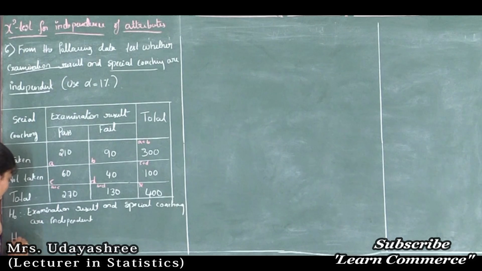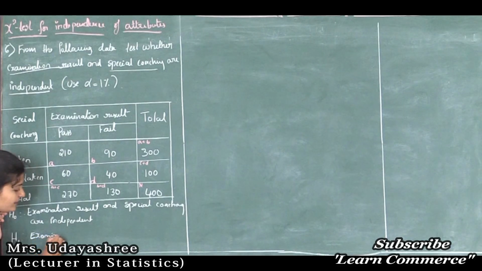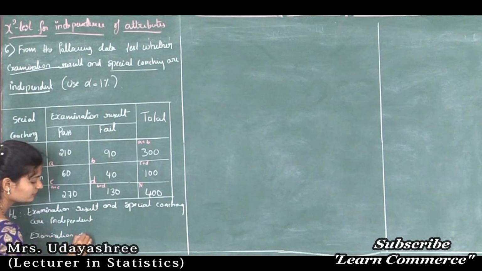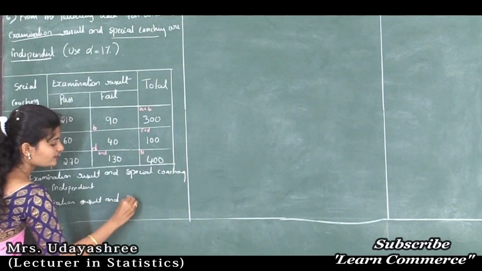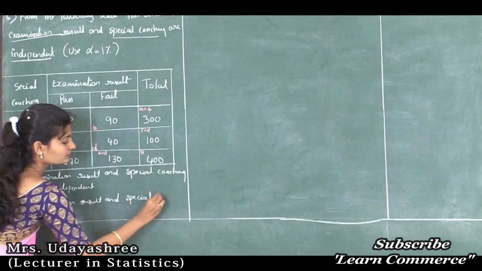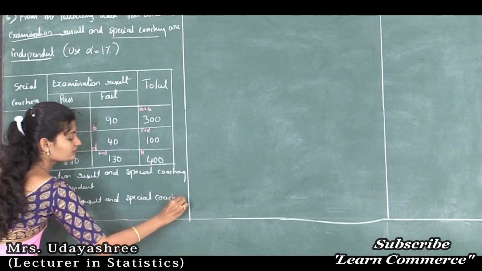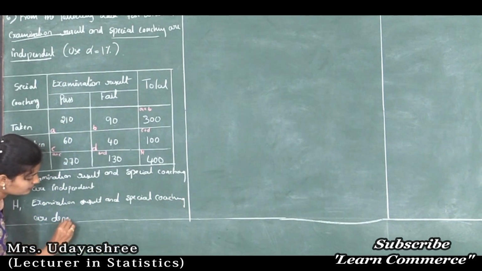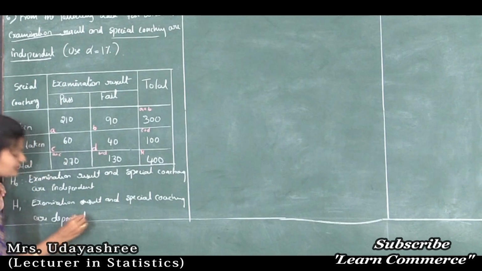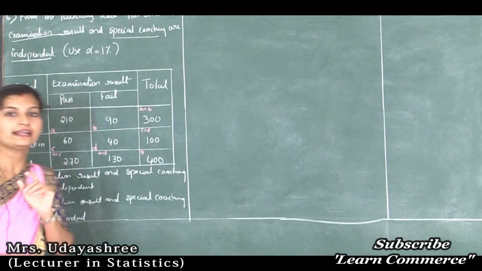Then what is step 2? Step 2 is setting up the alternative hypothesis, that is just the opposite of the null hypothesis. So here we can write: examination result and special coaching class are dependent. This is step 1 and step 2, and step 3 is the test statistic.